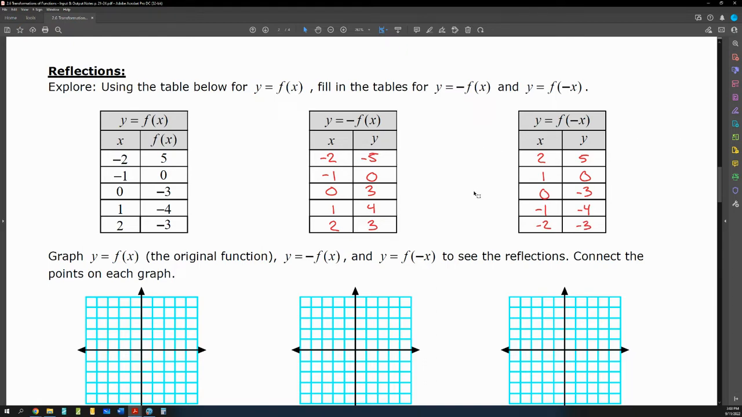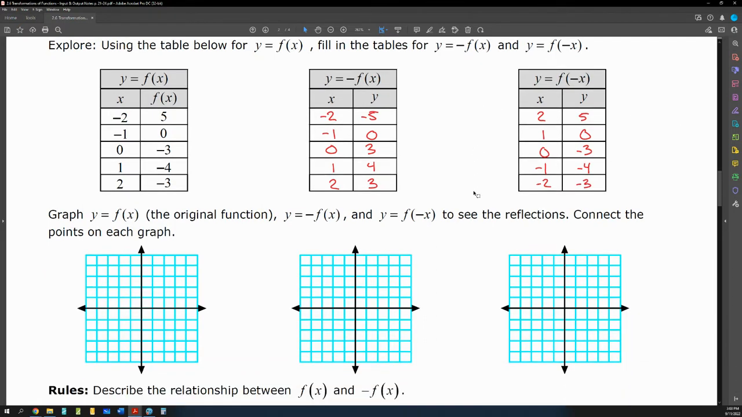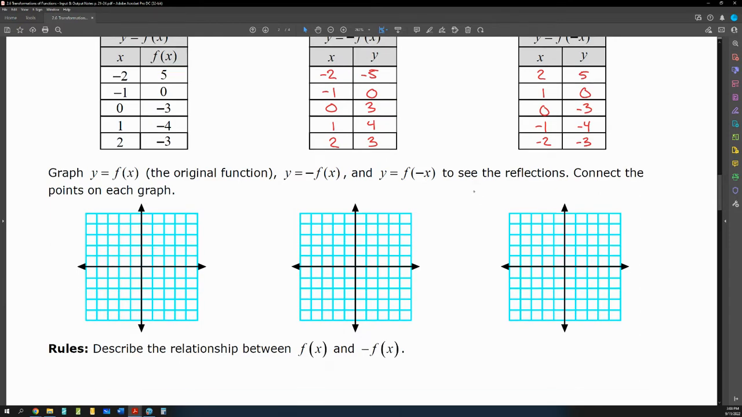Okay, let's go ahead and graph each of these. So we'll start with the parent function, or I should say the original function, y equals f of x. We have -2, +5. These are 5 by 5 grids, so it's all the way at the top. -1, 0. Our y-intercept, 0, -3. 1, -4. And 2, -3. So we've got part of what looks to be maybe a quadratic. Okay.